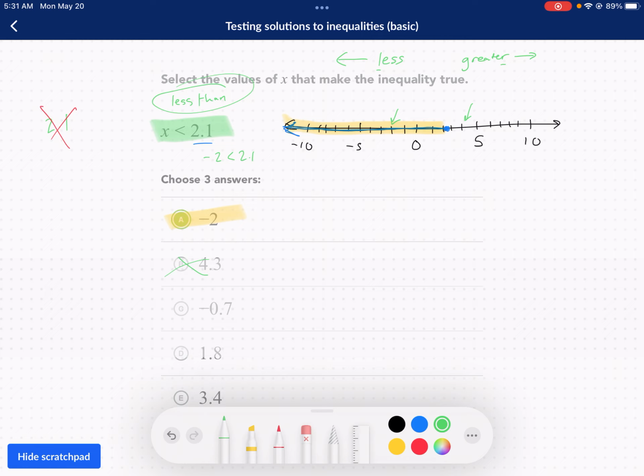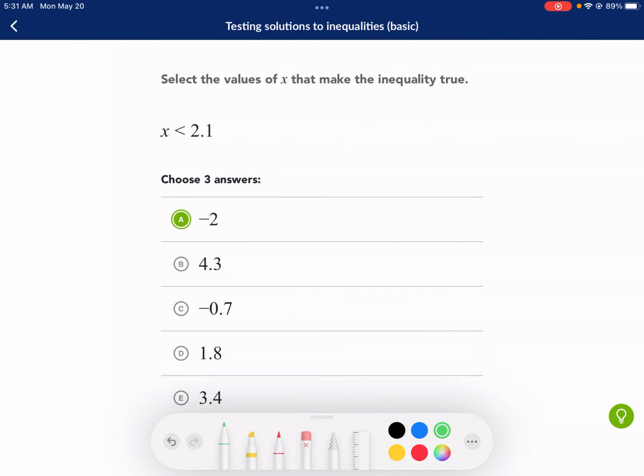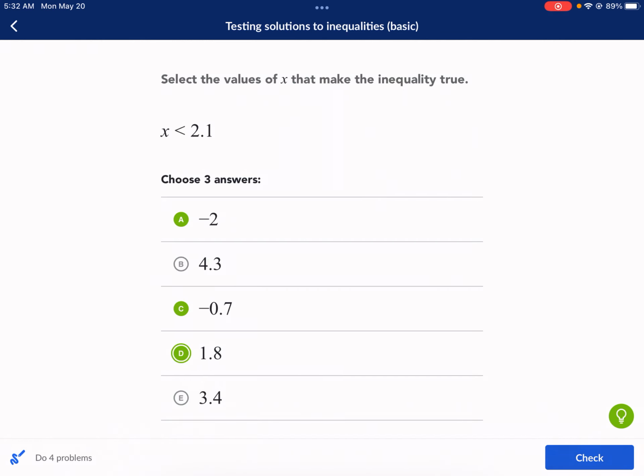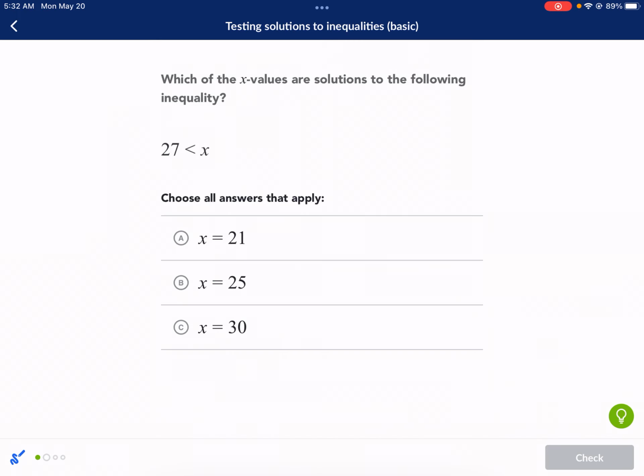Negative 0.7. Well, if you notice here, anything in the negatives for this particular graph is going to be in the solution set. So negative 0.7 is to the left. 1.8 is to the left. As we can locate, just for being thorough, there's negative 0.7. 1.8 is close to 2, but it's still to the left. And then 3.4 is bigger than that. Those are the ones that are out. These ones are A-OK, so we're going to go with that. Check our answer. Next question.